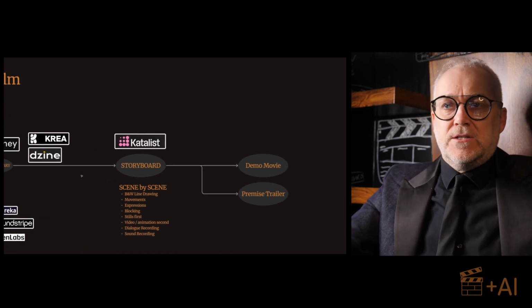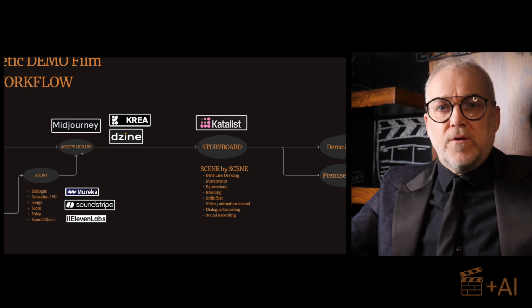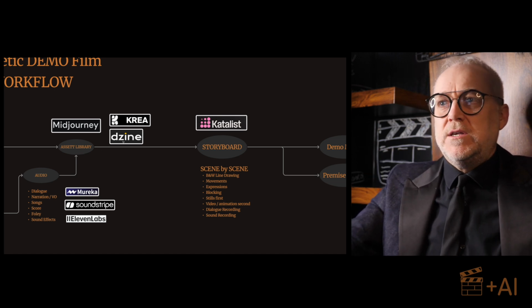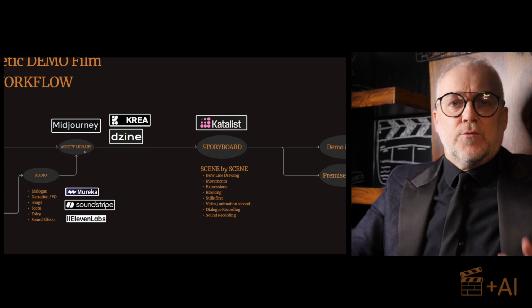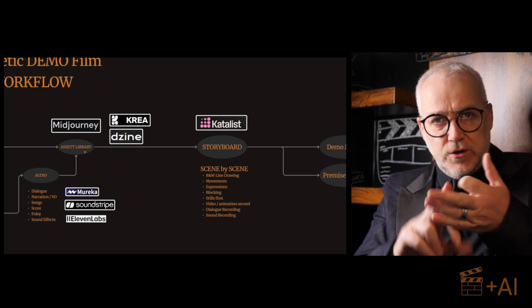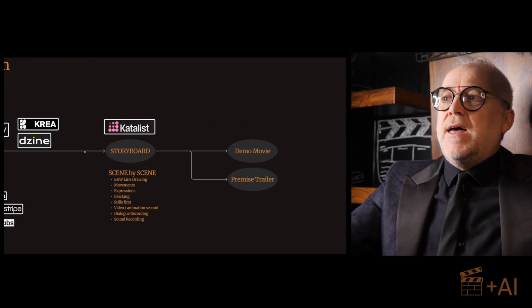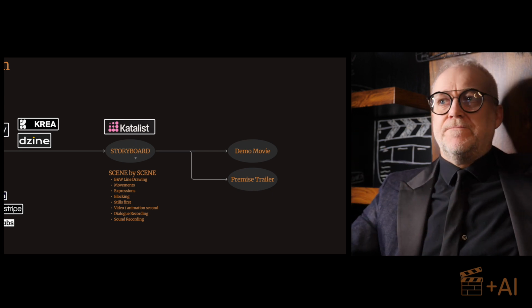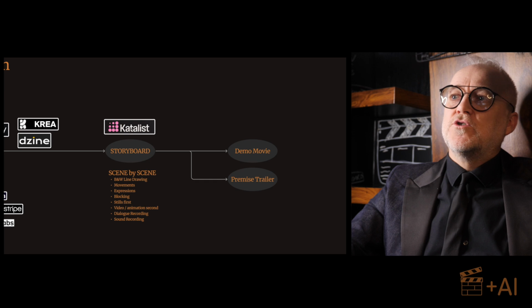Storyboard here. So once you've got your asset library of all of your basic things, and this isn't everything, by the way, you'll go backwards and forwards between these two. But this is where you start off with the reference images for the characters and the costumes and the vehicles. Then you need to start putting all those together and building your story. Katalist is my tool of choice for this.